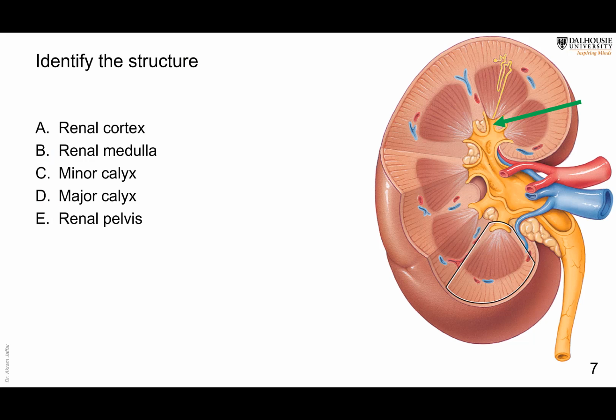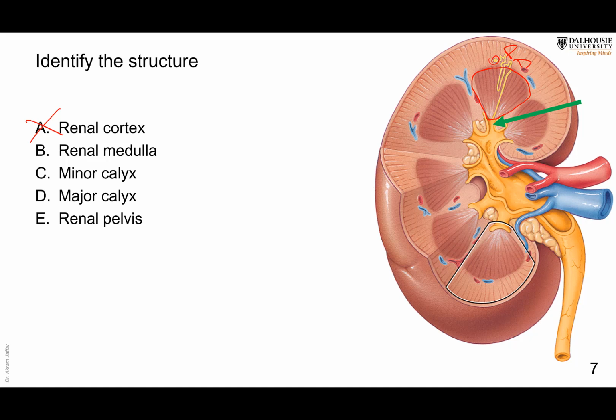Identify the structure. This is a longitudinal section in the kidney, and you can see here that the outer part of the kidney, where the glomeruli are located, where the proximal and the distal convoluted tubules are located, this is the renal cortex. And then you have the renal medulla. The renal medulla contains the loops of Henle and the collecting ducts. You can see that it is pyramidal in shape. The base of the pyramid borders the cortex, and the apex of the pyramid is called the renal papilla.